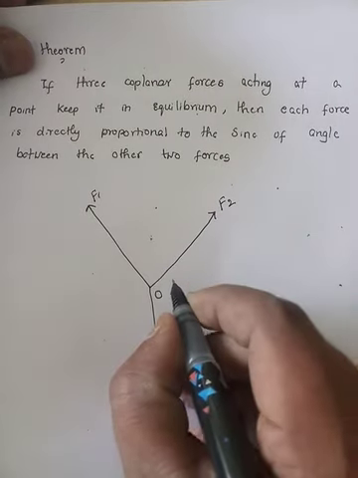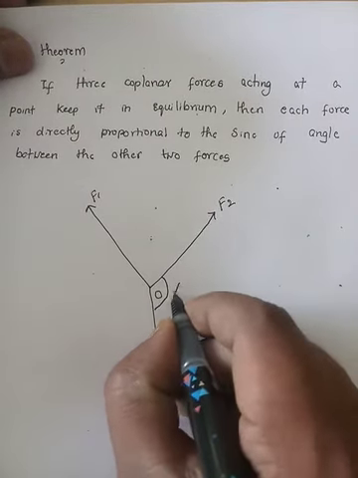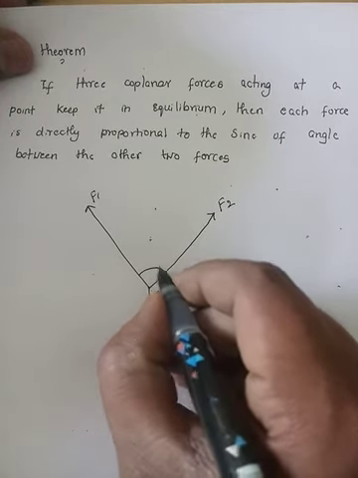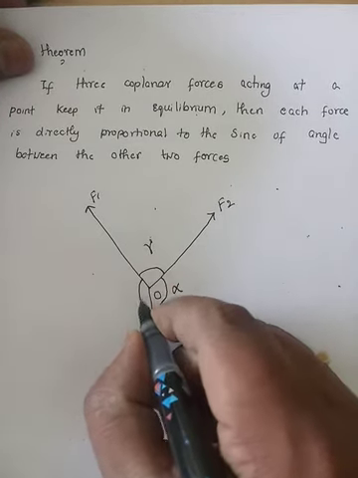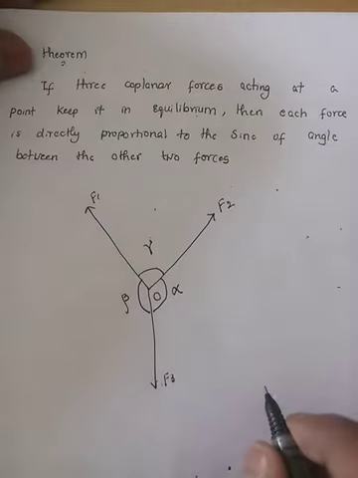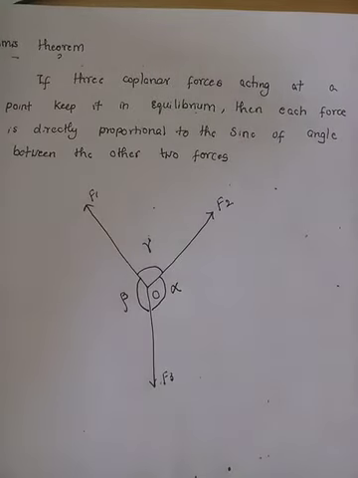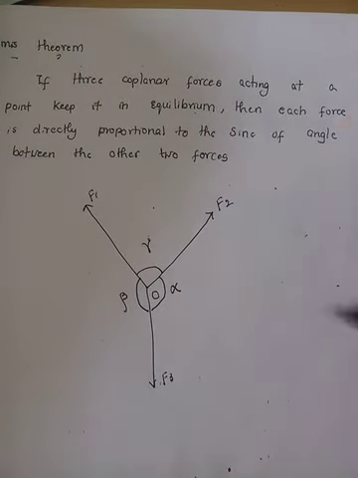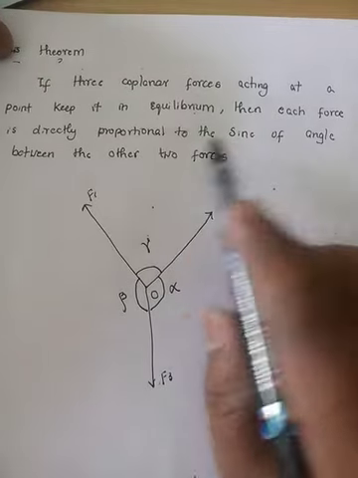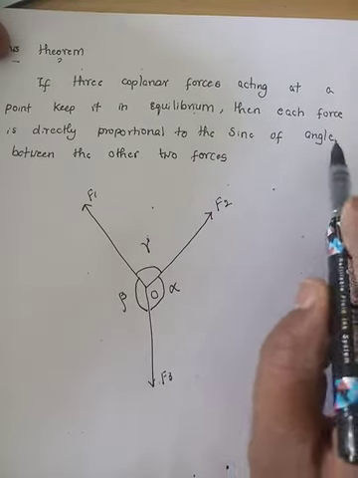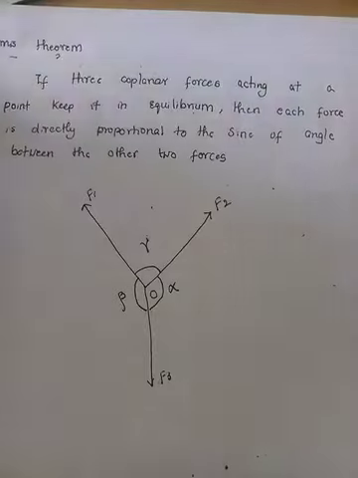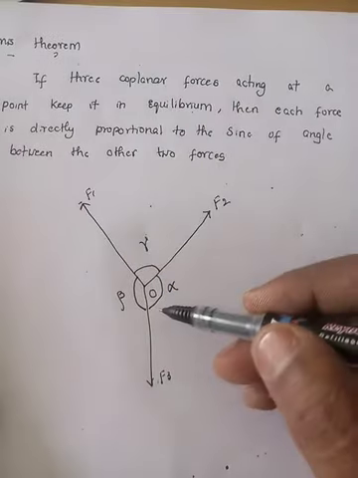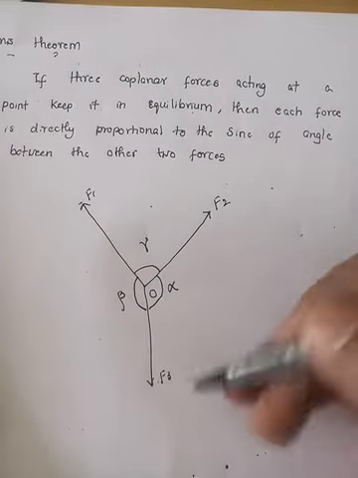Let us consider the angle between F2 and F3 is alpha, between F3 and F1 is beta, and between F1 and F2 is gamma. Now, what is the statement? If three coplanar forces acting at a point keep it in equilibrium, we consider three forces that make the body be in equilibrium. Then each force is directly proportional to the sine of the angle between the other two forces.